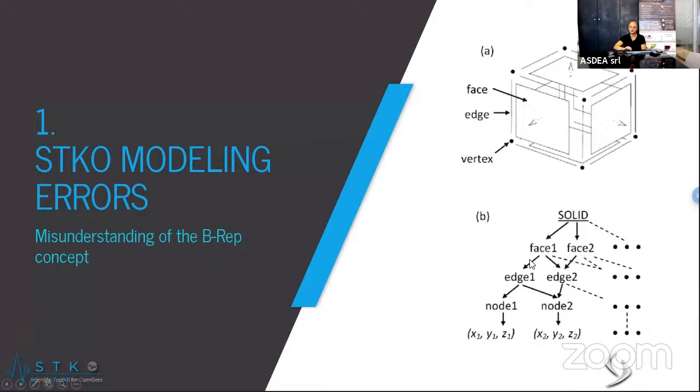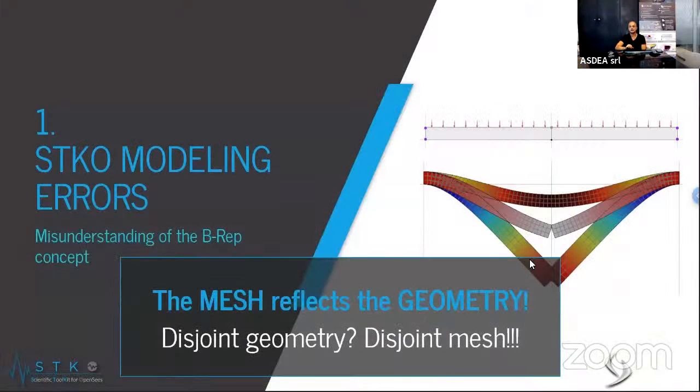Okay, so now I will show you basically in STKO how you can see this hierarchical representation and how to understand it. And to explain to you better how, with a geometry that looks the same, you can actually model different things, or you can make mistakes and think you're modeling something, but actually you're modeling something else. The one concept that I would like you to keep in mind is that the mesh reflects the geometry. So for example, if you have this joint geometry, the mesh will be this joint, okay?